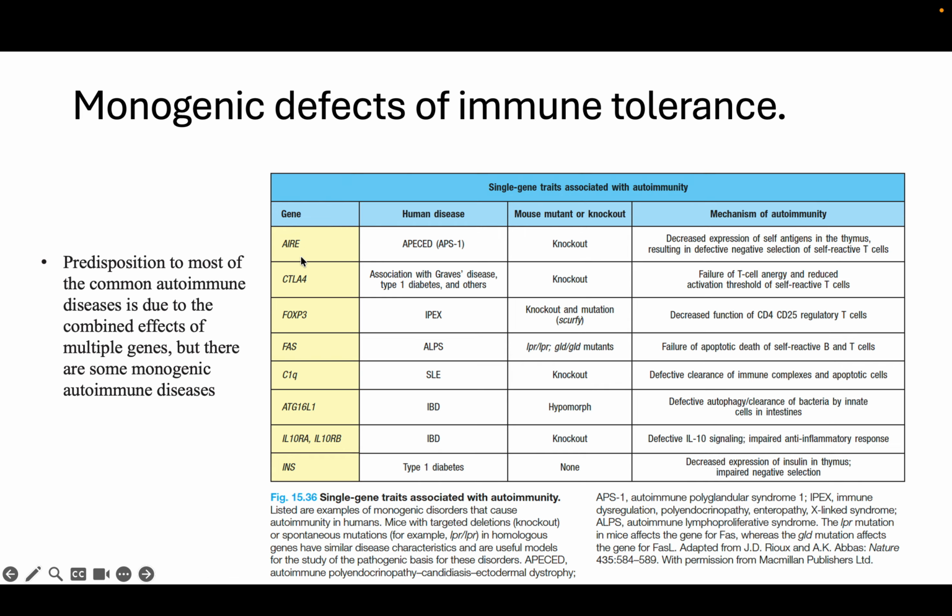These are the ones we really spoke about, like AIRE. If you remove AIRE, you're removing negative selection. CTLA4, you're making Tregs unable to induce anergy. FOXP3, you're removing Tregs completely. You're removing the death receptors that induce apoptosis of self-reactive B and T cells. C1q, you're not helping your complement system remove these autoantigens. So this is where we see monogenic defects.